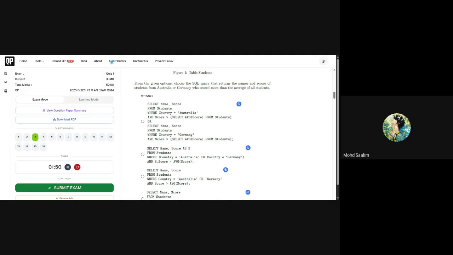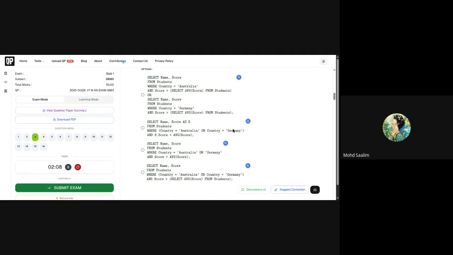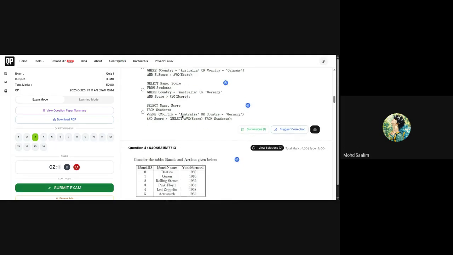Finding these types of things is possible when you know how to use subqueries, because if you focus on the question, they are asking who scored more than the average of all students. So we are making the collection multiple times. That means we will have to use subqueries. So if you have good knowledge of subqueries, you can solve this question. As simple as that.